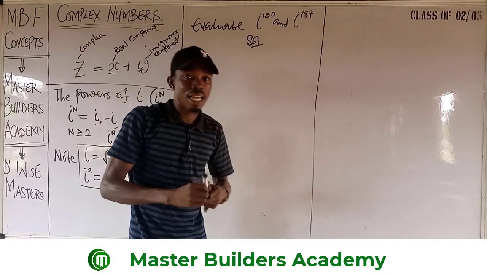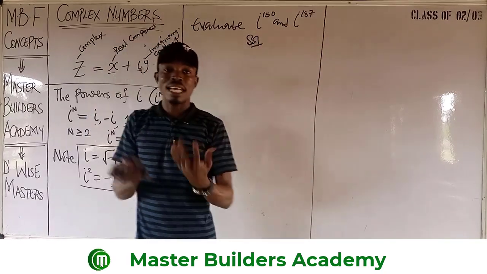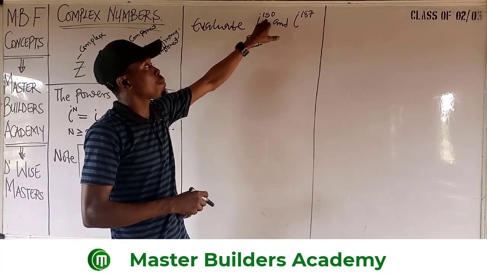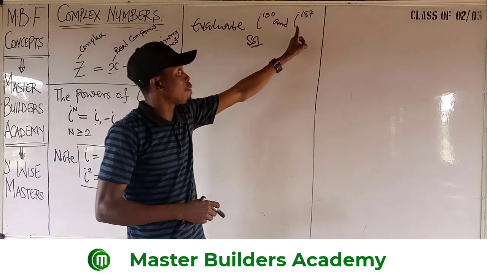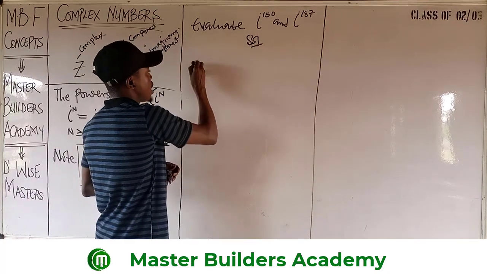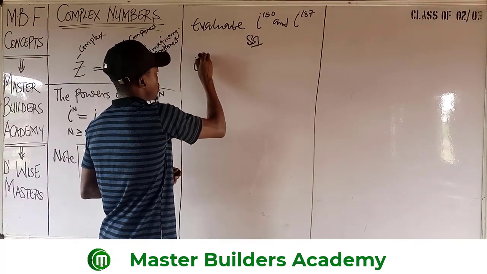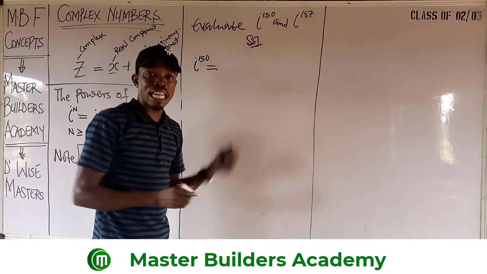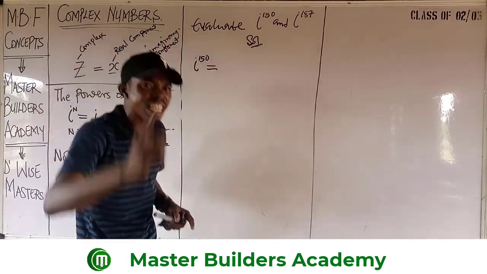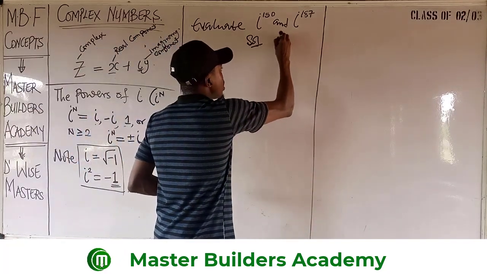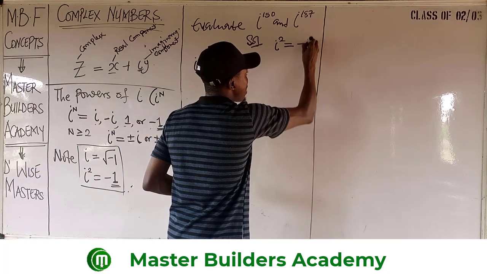Okay, now let's examine this. Take for instance in an exam, you have something like this. Evaluate i raised to the power of 150, then evaluate i raised to the power of 187. So we start with number 1, i raised to the power of 150. Alright? So if this is an exam question, the first thing that will come out from your mind is that i raised to the power of 2 is minus 1.